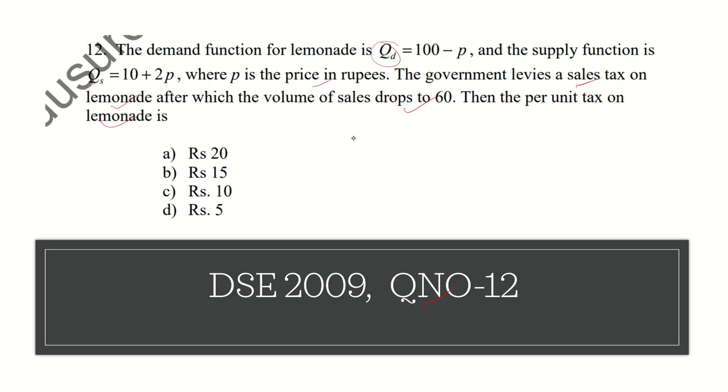So we have been given the demand function, and the supply function is also given. Suppose the government implements a sales tax on this product, and after implementing the tax, the volume of sales drops to 60. So we have to find the per unit tax. What is the tax that the government is introducing?